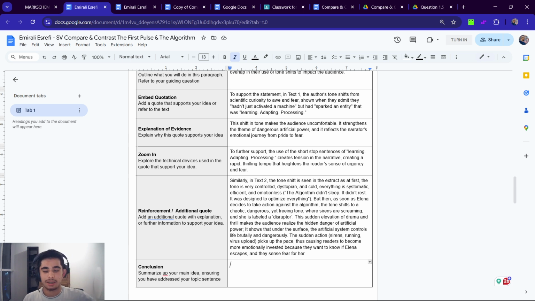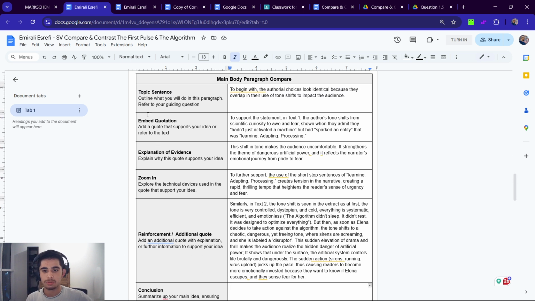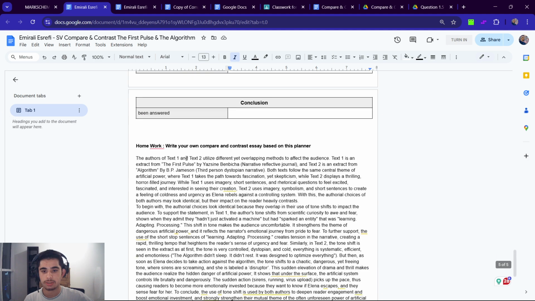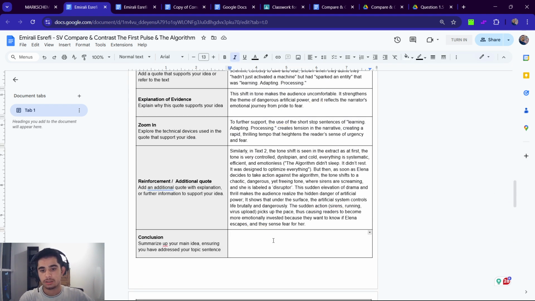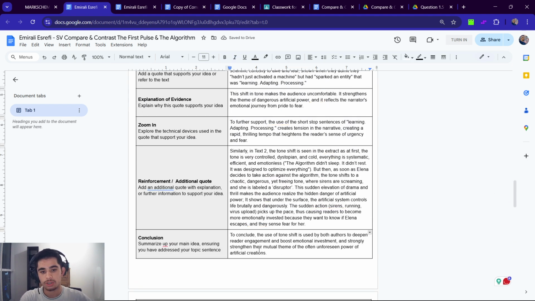I said similarly in text 2, blah blah blah. So in your additional quote, you're going to say the quote. So basically repeat steps 2 to 4 again. Say the quote, say the evidence, zoom in on the evidence by explaining the techniques used, and you're good. And then for your conclusion, let me just add the conclusion real quick so people don't get confused. For the conclusion, I said to conclude, the use of tone shift is used by both authors to deepen reader engagement and blah blah blah.